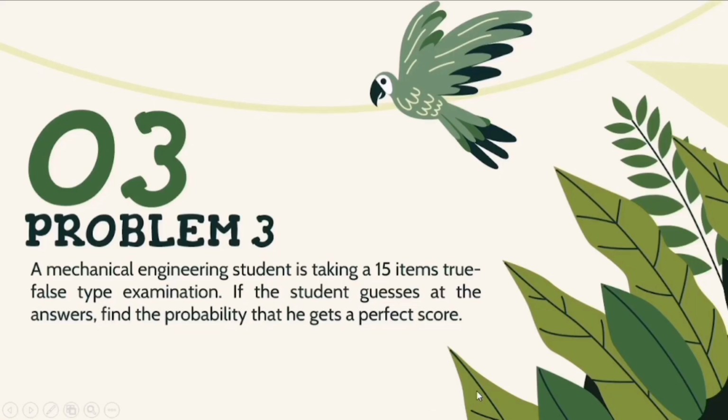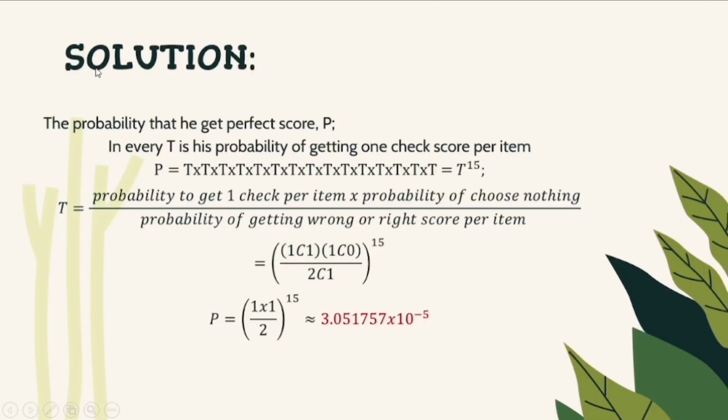Problem number 3. A mechanical engineering student is taking a 15-item true or false type examination. If the student guesses at the answers, find the probability that he gets a perfect score. In this problem, the requirement is to find the exact probability of the student getting a perfect score in 15 items. So the solution: the probability P that he gets a perfect score is the requirement. The equation is P equals T to the power 15.